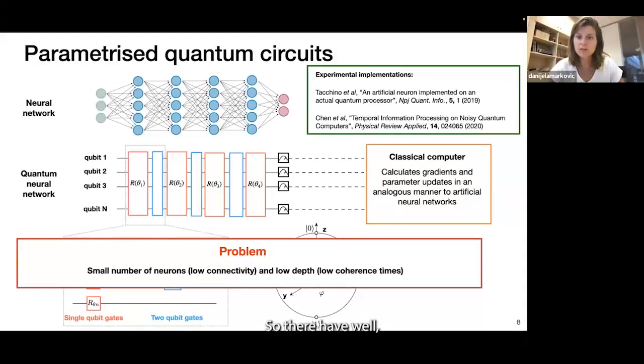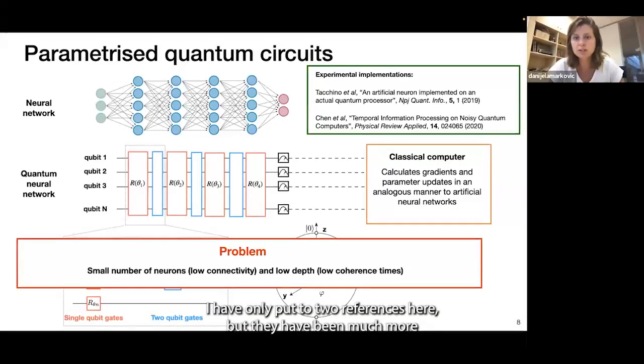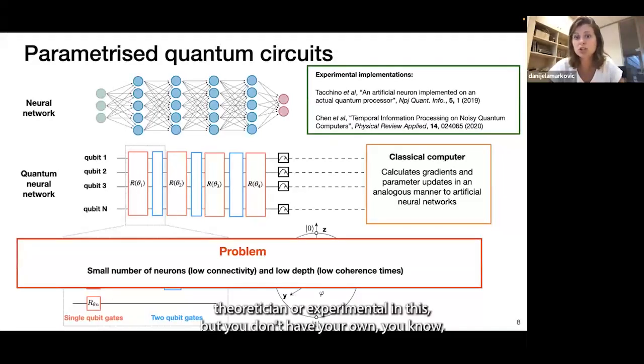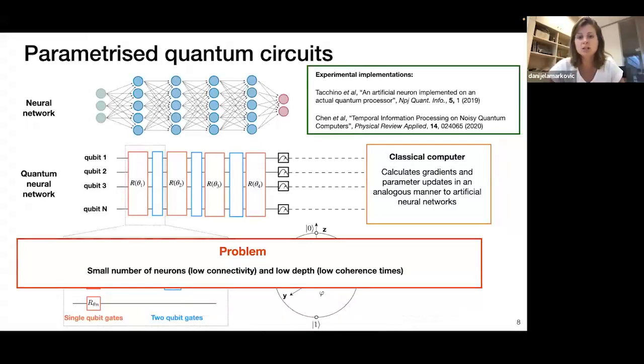I have only put two references here, but there have been many more. Today there is this IBM quantum machine that is available to the community. So even if you're a theoretician or experimentalist, but you don't have your own quantum computer, you can test your ideas on this IBM machine. There is also Rigetti quantum computing in California. So there has been a certain number of implementations that are quite exciting.